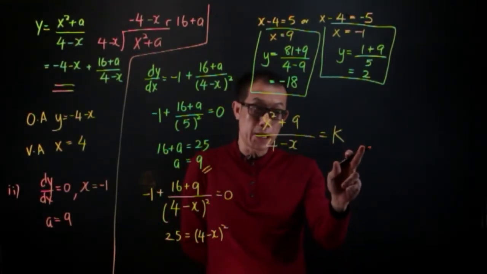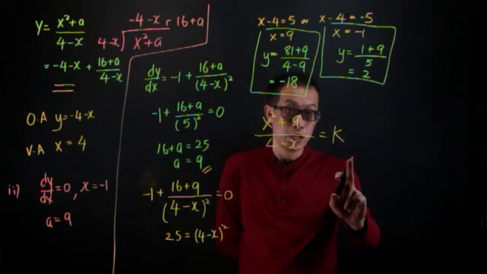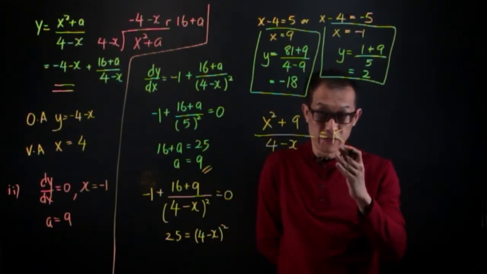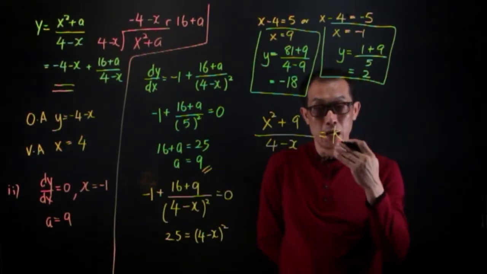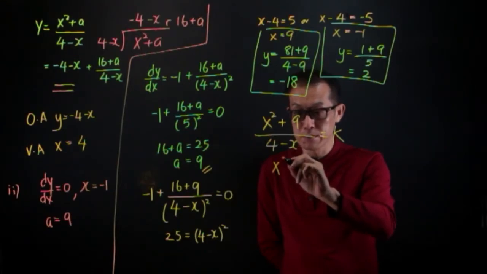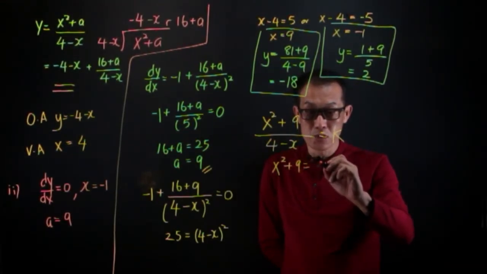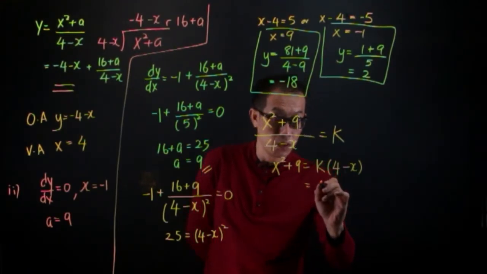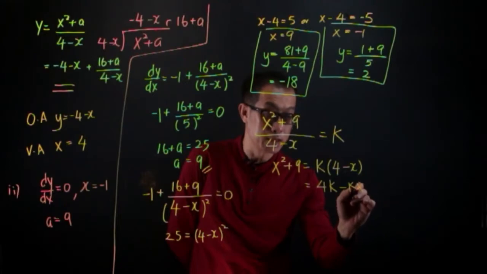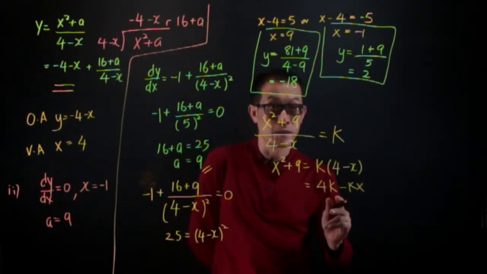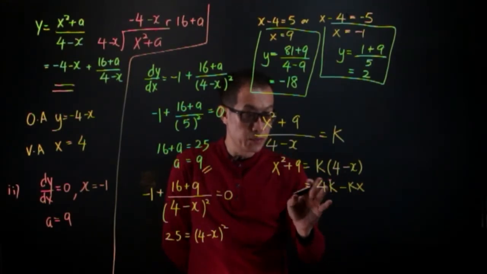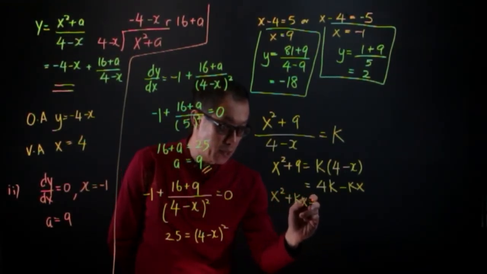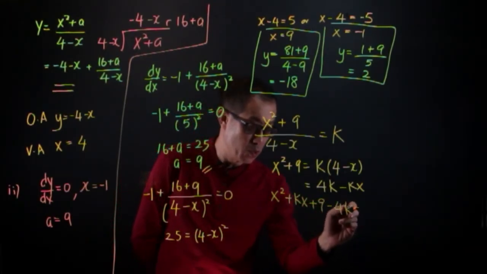Now, if you cross multiply, you will realize that this is a quadratic equation. So you can do it by completing the square to find the range of values of k, or you can use the discriminant method. For today's exercise, I will just use the discriminant method. If you cross multiply, you will have x squared plus 9 equals k into 4 minus x. Now this portion will be equal to 4k minus kx. Now you bring this over, what will you get? You will get x squared plus kx plus 9 minus 4k equals 0.